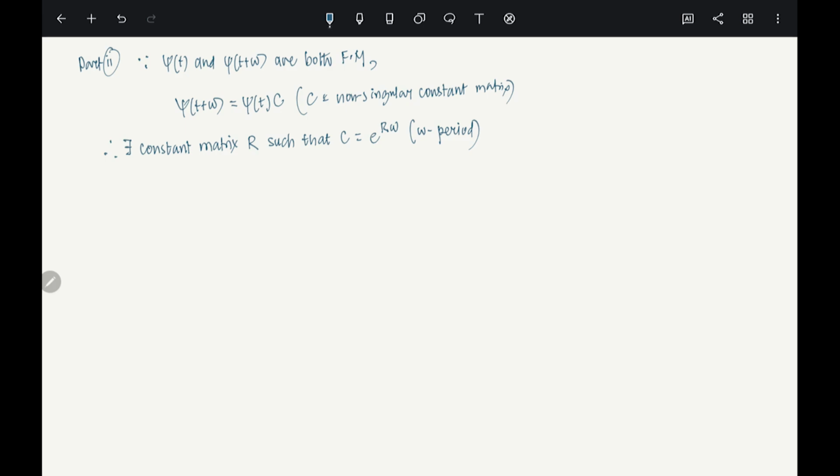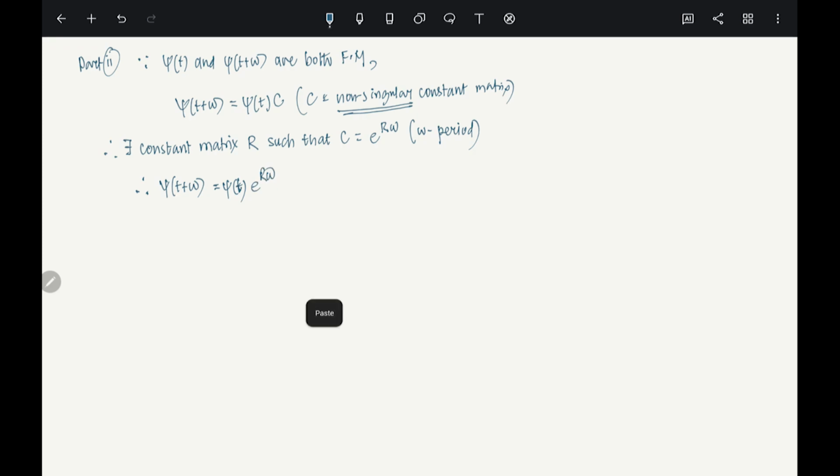So what we are going to say is this: C is a non-singular matrix, right? If you have a non-singular constant matrix, then you can always have a constant matrix R such that C can be written as e power R W, where W is just a real number, so it's not a problem. This theorem says that if you have a non-singular matrix C, then there exists another matrix R such that C can be written as the exponential of R W. So now, phi of t plus w is nothing but phi of t times c. What is c? It is e power r w.